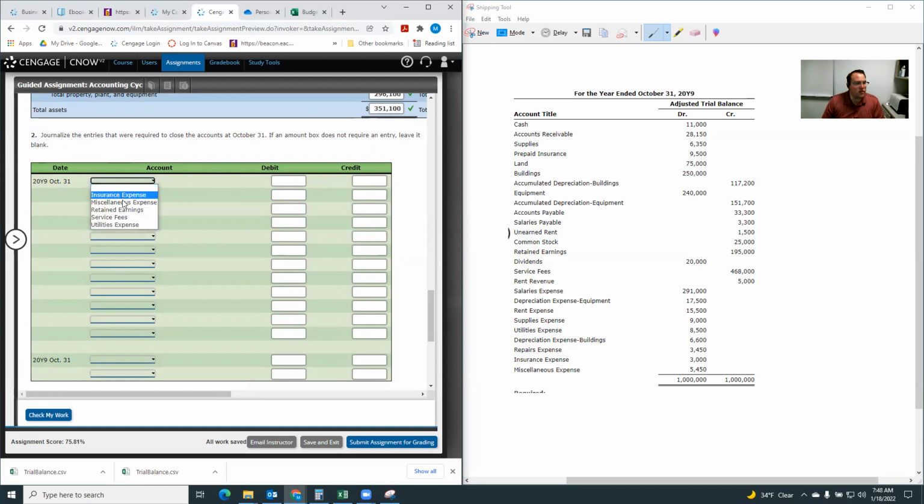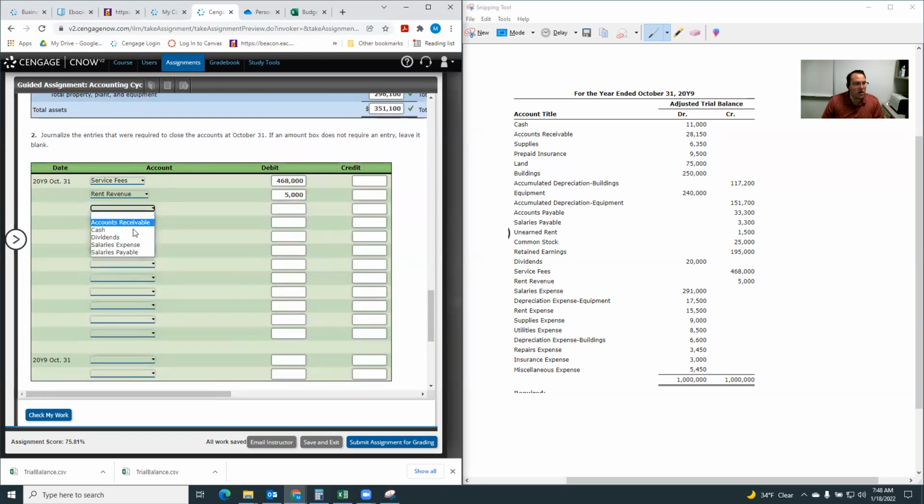Remember, our revenues were service fees and rent revenue. And since those accounts had credit balances, we want to bring them to a zero balance. So we're going to debit the account its full amount. So 468,000 and 5,000. Once we debit service fees 468,000, then the balance of service fees will now be zero. The same with the rent revenue. And then all the expense accounts, they have debit balances, so we're going to credit those accounts.